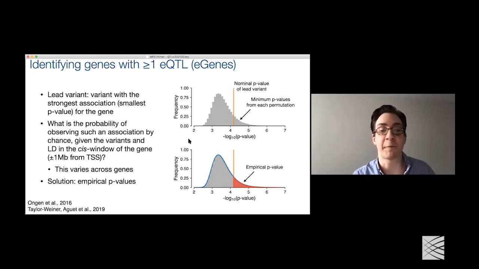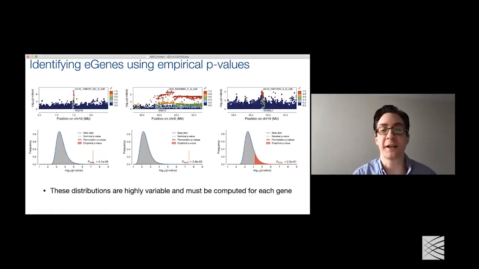And we do this because this varies highly. These are not all on the same scale. These distributions vary highly across genes. We really have to do this for every gene individually.